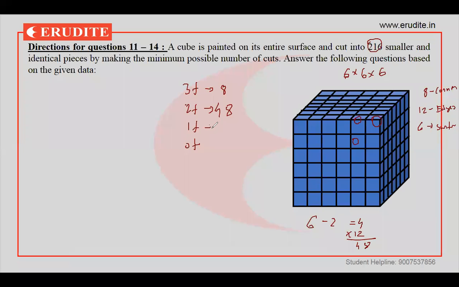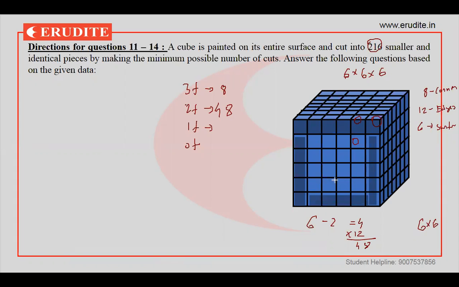What next? One face painted. Where are they situated? On the surface. On every surface, if you can see, 6 cross 6 cubes are there, but all the terminal ones are to be excluded. These are excluded because they either belong to corners or belong to edges. They're either 3 face painted or 2 face painted. So effectively, how many cubes left?